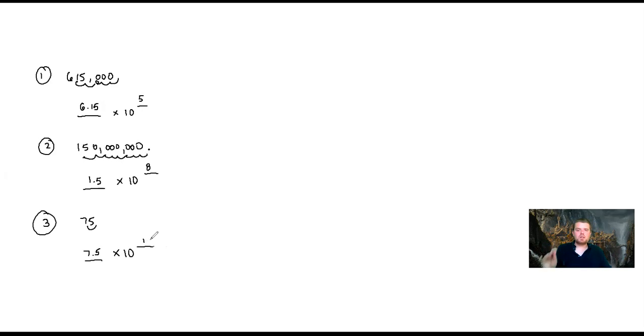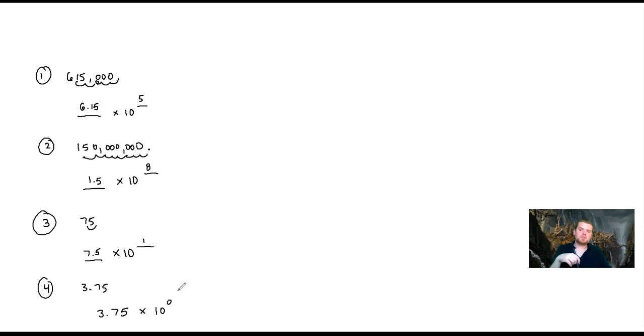Now, those are easy enough, right? You're moving the decimal to the left, X number of spaces. A lot of students have an okay time with that. However, let's say you had something that's already between 1 and 10. Let's say you start out with 3.75. Okay, well, this is a decimal that's already between 1 and 10. So for this value, you don't need to do anything. You can just write 3.75 times. And because you're not moving the decimal at all, this would be times 10 to the 0.